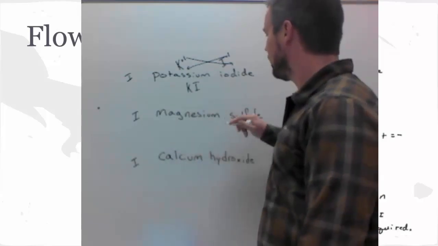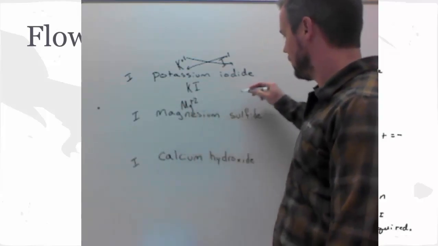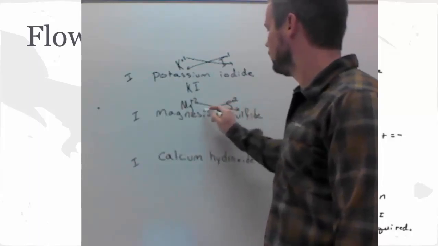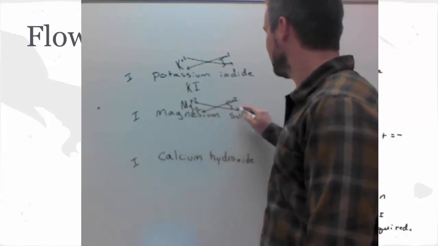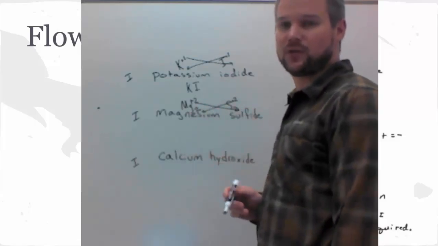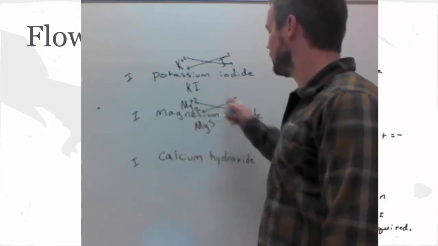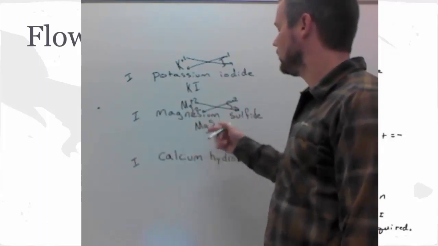We have magnesium sulfide. Magnesium is Mg+2. Sulfide is S-2. +2 minus 2. That would give us Mg2S2. We're going to omit those 2s. We'll end up just with MgS. So we crisscross. The 2s come down, but then we need to reduce because 2 and 2 both are divisible by 2.